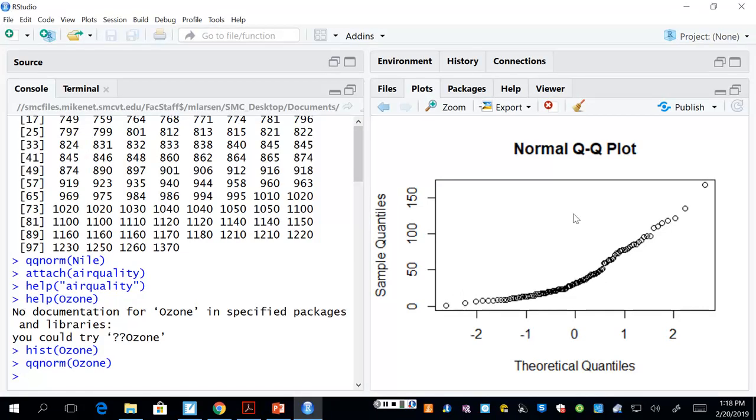Yes? Do we have to order them first, or can we just do the QQ norm? You don't have to order them. It will do it for you. Yep. You put in the values, it puts them in order, it calculates the theoretical quantiles, and then shows you this picture.